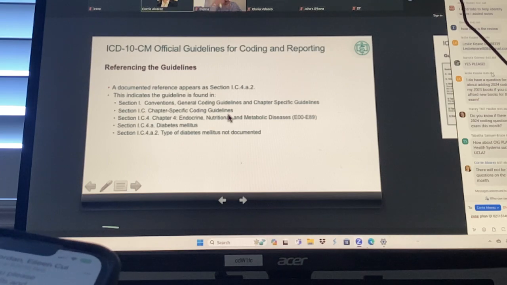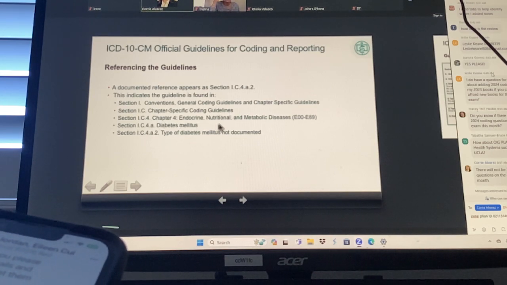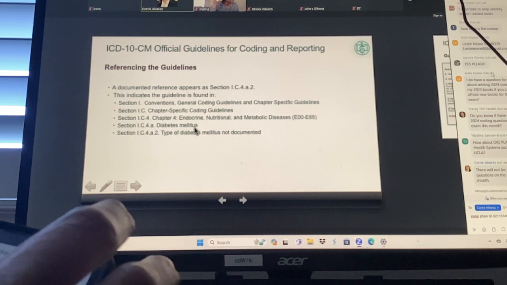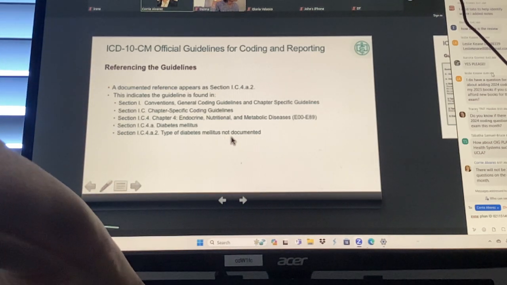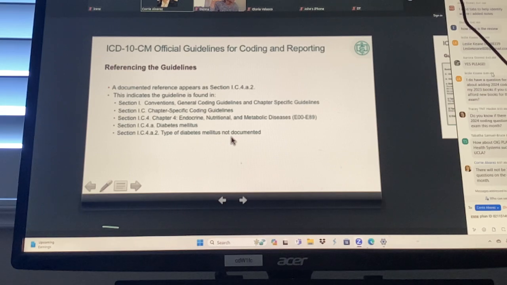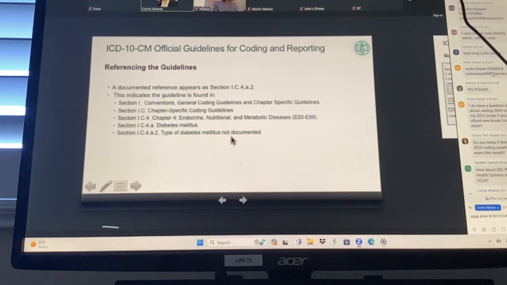Then C are the chapter specific guidelines. B are the general guidelines, and so C are chapter specific guidelines, and then 4 are the endocrine, A is diabetes, and then here it's about the type of diabetes not being documented. You don't always have to look it up. Some of them make sense to you. For example, if you remember that if the type of diabetes isn't documented, that you default to type 2, you don't need to look it up. Answer the question and move on.